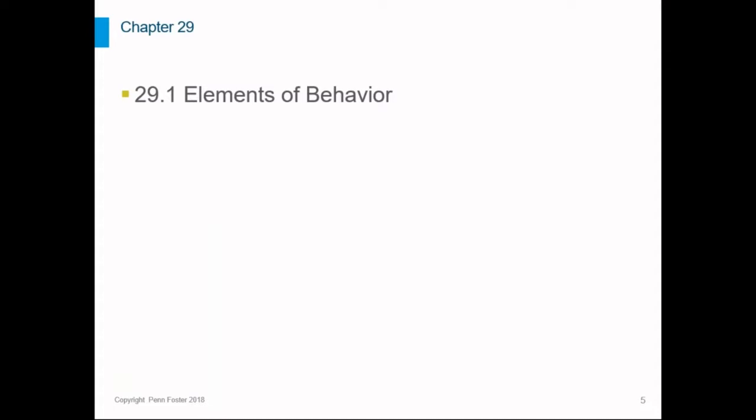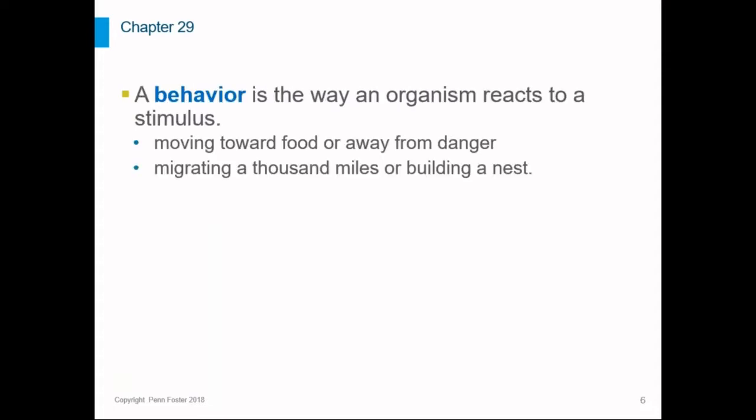So 29.1 is called elements of behavior. A behavior is the way an organism reacts to a stimulus. So we learned in a previous chapter that a stimulus could be anything that an organism encounters in the environment. So it could be something as simple as a sight or a smell or a sound or a feeling, or it could be something like the presence of another animal, something like that. So anything that's in their environment that's going to affect them. So the way that they react to it is called a behavior.